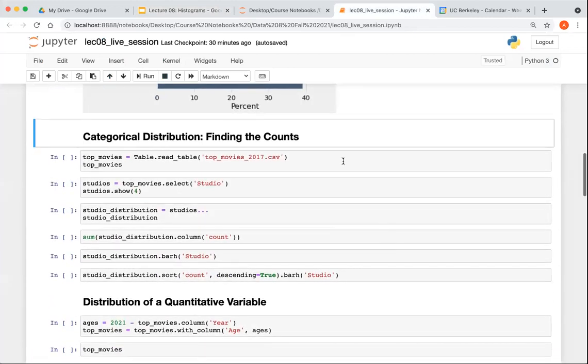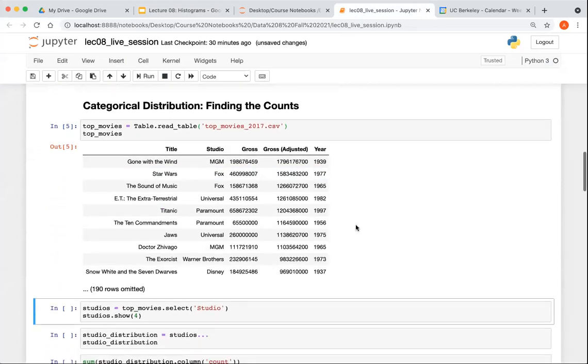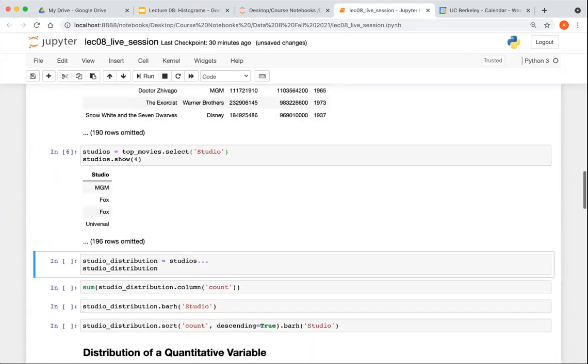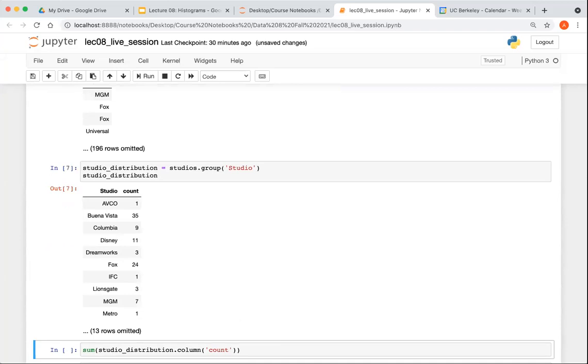Okay, so here is the table. This is a table we saw last time. And we select the studio column. And now we do what the slide said we should do, which is we group this table by its sole column. Yes, you could use column 0 there as well. And you get, why is the table called studio distribution?